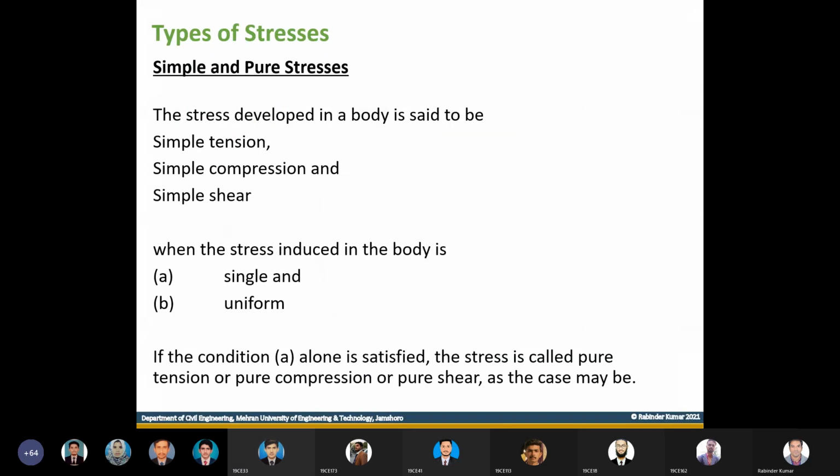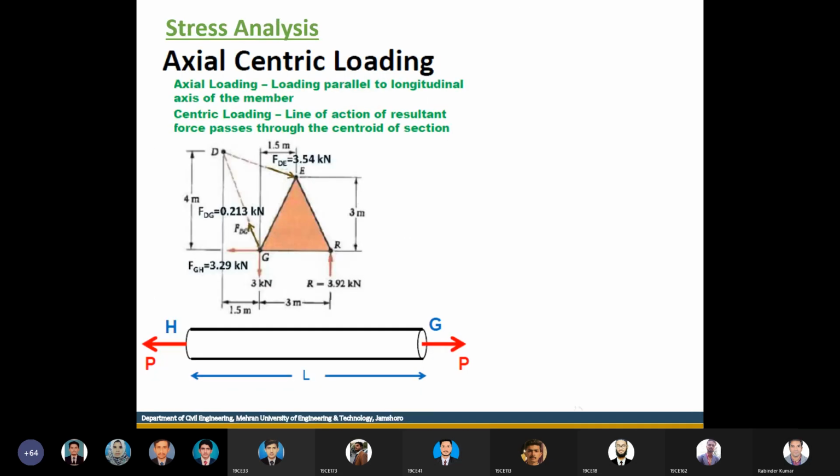Okay, so now, the most important thing. You have solved so many examples on this kind of loading, axial centric loading. So who will define it for me? What is axial loading? What is axial centric loading?